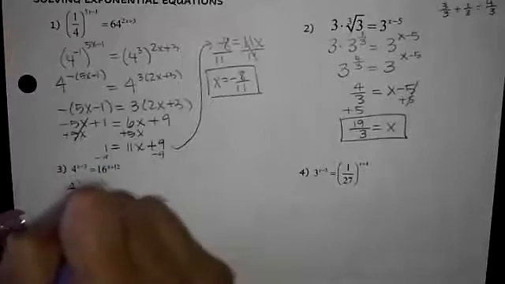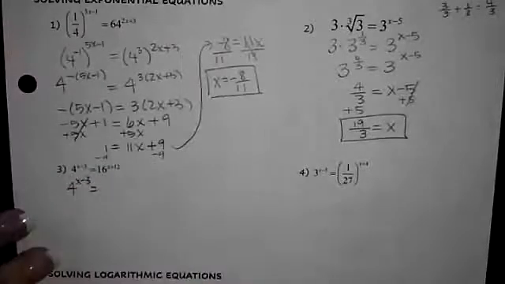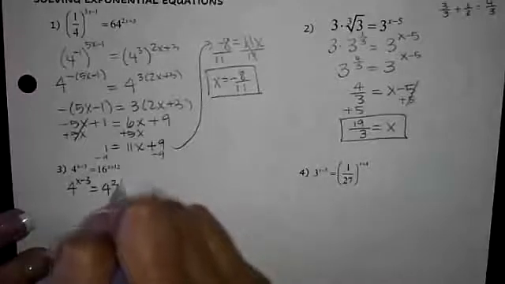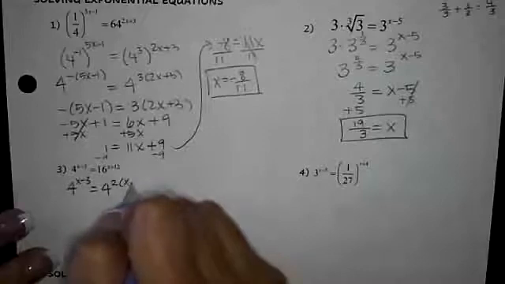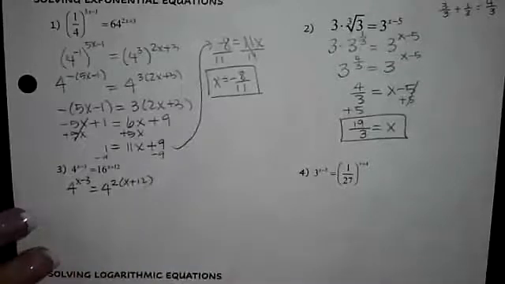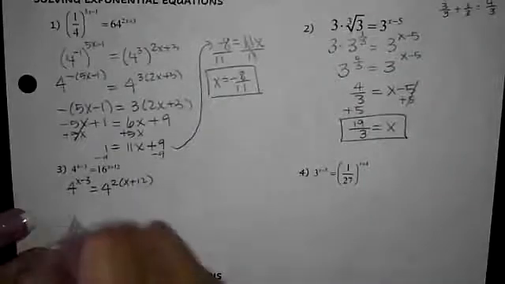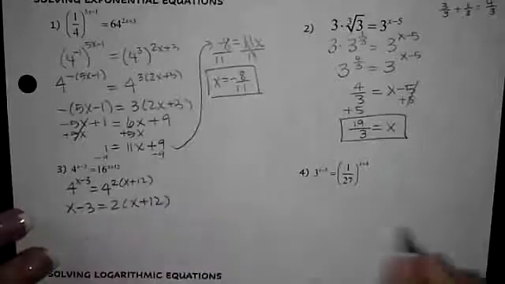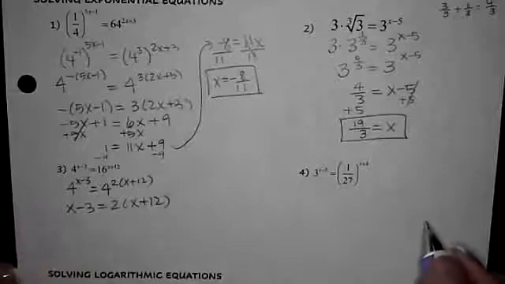So this would be 4 to the x minus 3. I didn't have to change it at all. This 16 would be 4 squared. And so I'd multiply the 2 times x plus 12. Now that they're both the same base, I can set my exponents equal to each other. And I'm solving just like I would in Algebra 1.